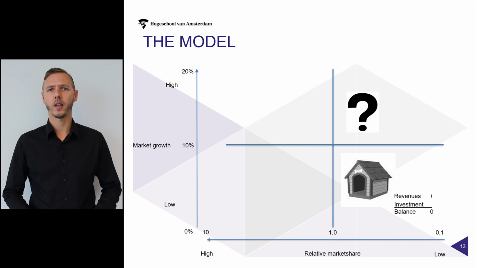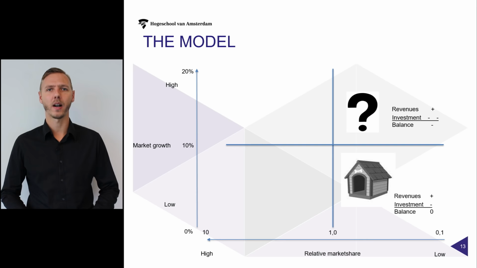The question mark business gives you some revenues, but they cost you a lot as an investment. Why? Because you want those question marks to go to the left side. You want a higher market share. You are sure that the market is growing, but your position is quite low. You have a low relative market share. So to get a high market share, you have to invest in these question marks. Otherwise, the market growth will slow down and it will go down to the dog position.